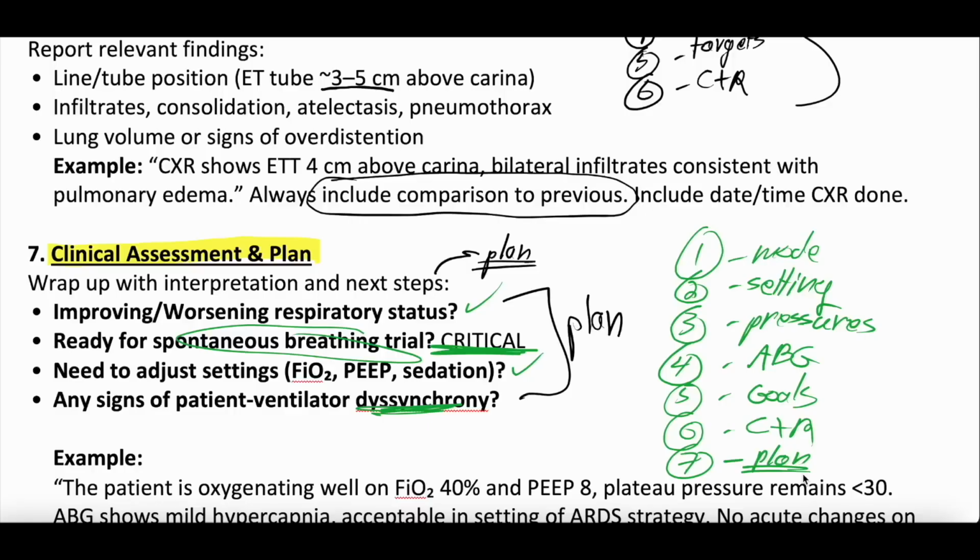Peak pressures are 30 to 40, plateau of 28 with a driving pressure of 14. Most recent ABG from 1 hour ago, 7.34, 48, and 68. We are achieving our goals of SpO2 greater than 90%. Most recent chest x-ray was from 3 hours ago. Endotracheal tube was 3 centimeters above the carina. There was improving bilateral infiltrates as compared to the chest x-ray yesterday.